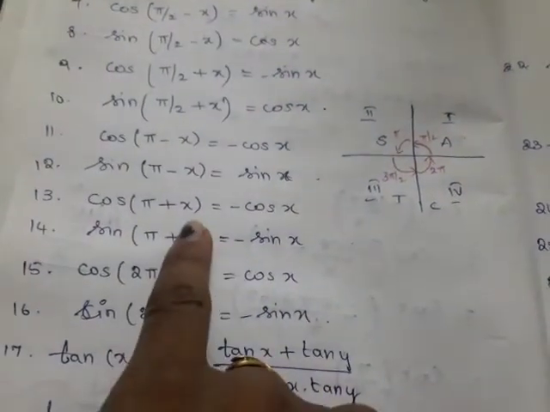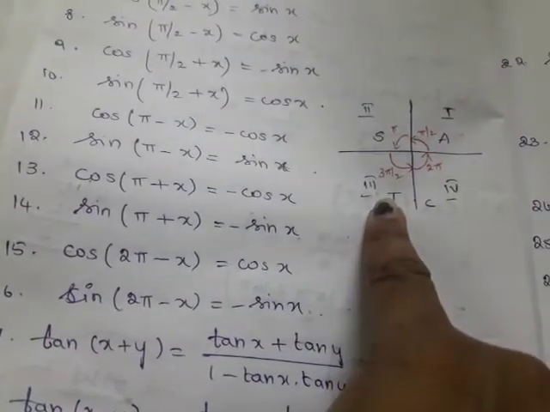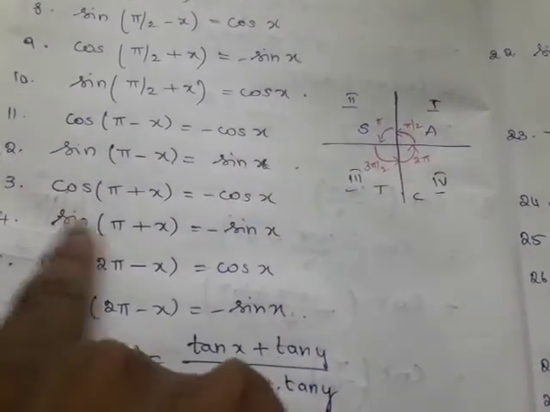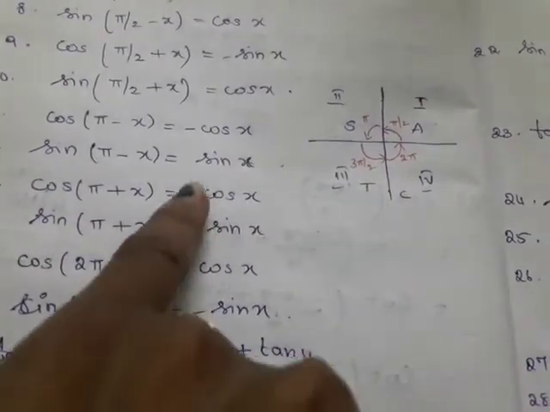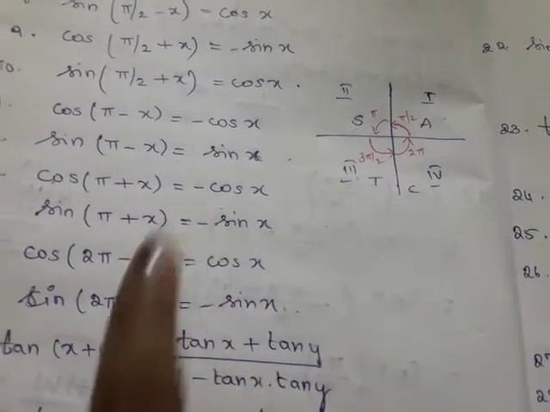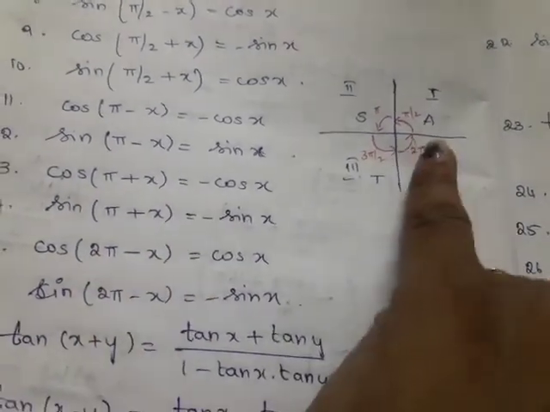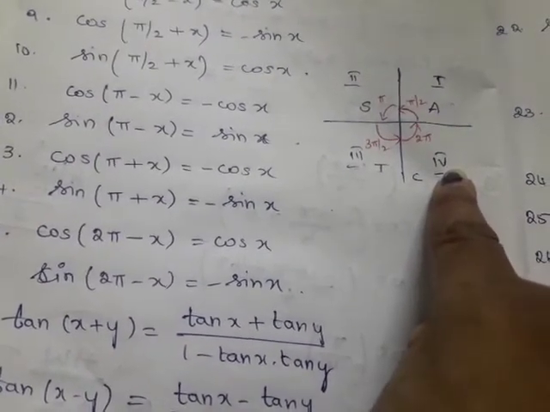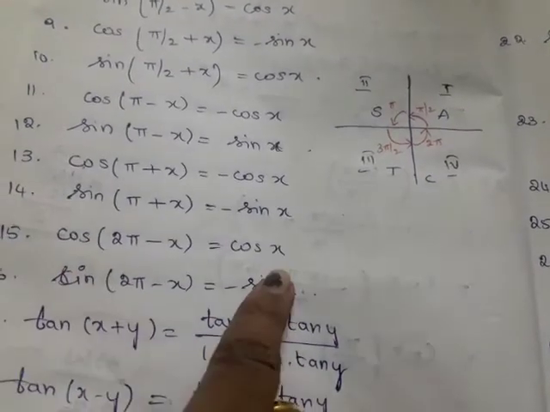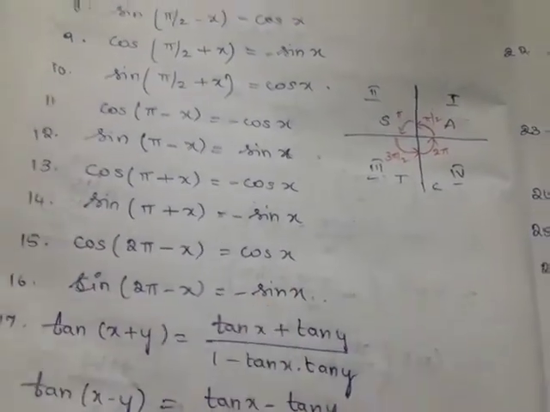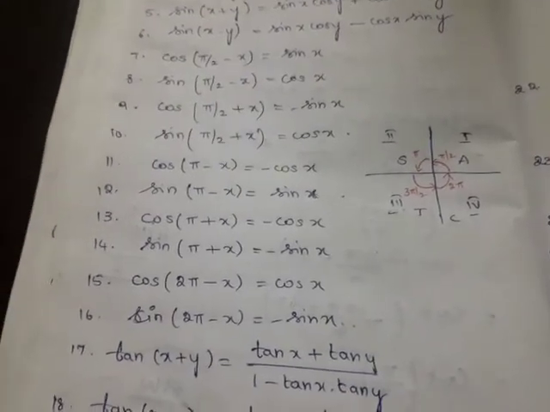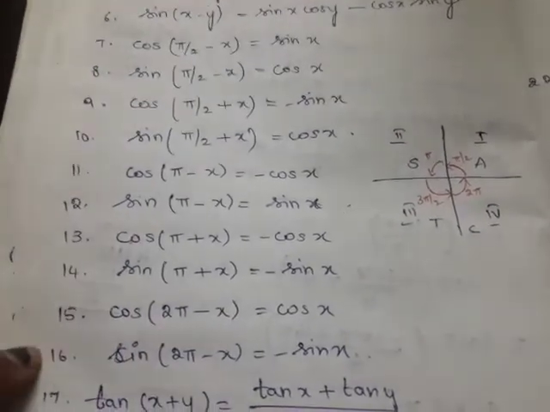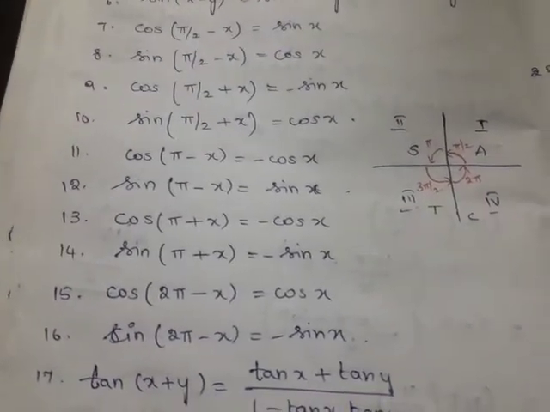When it comes to pi plus x, now it will move on to the third quadrant. In the third quadrant, only tan and its reciprocal is positive. But cos and sine should become negative. That's why both the answers are negative. Right? When it comes to 2 pi minus x, it will remain in the fourth quadrant. In the fourth quadrant, only cos and its reciprocal is positive. So the answer for cos is positive, whereas the answer for sine is negative. Yes. So you can remember this set of identities from 7 to 16 in this way.